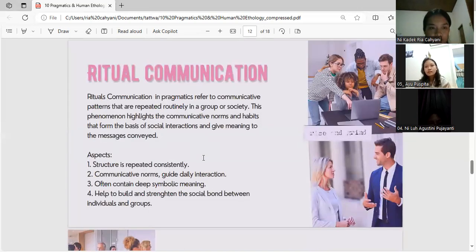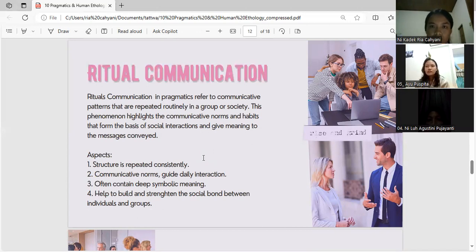And the second material is about ritual communication. Ritual communication in pragmatics refers to communicative patterns that are repeated routinely in a group or society. This phenomenon highlights the communicative norms and habits that form the basis of social interaction and give meaning to the message conveyed. And there are some aspects of ritual communication.